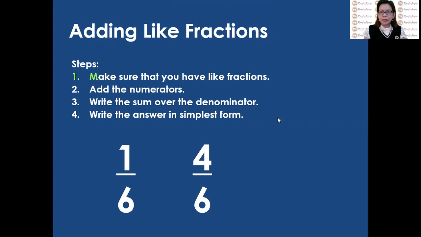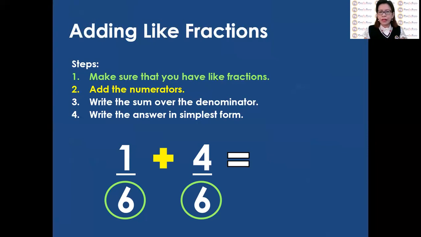Let's say, for example, 1 out of 6 plus 4 out of 6. Make sure that you have like fractions. Yes, these two fractions are like fractions because the denominators are the same. And then you're going to add the numerators. 1 plus 4, 5. And then you're going to write the sum over the denominator. And then make sure that your answer is always in the simplest form.